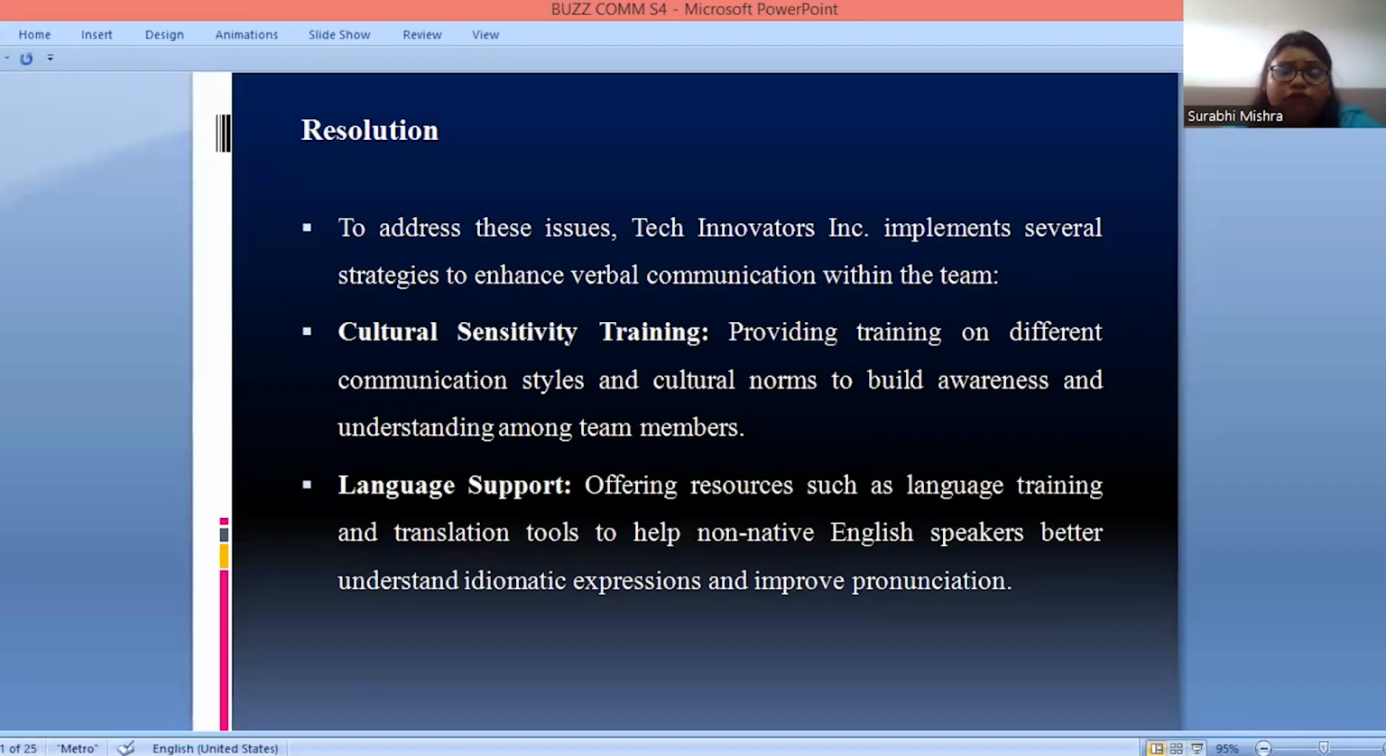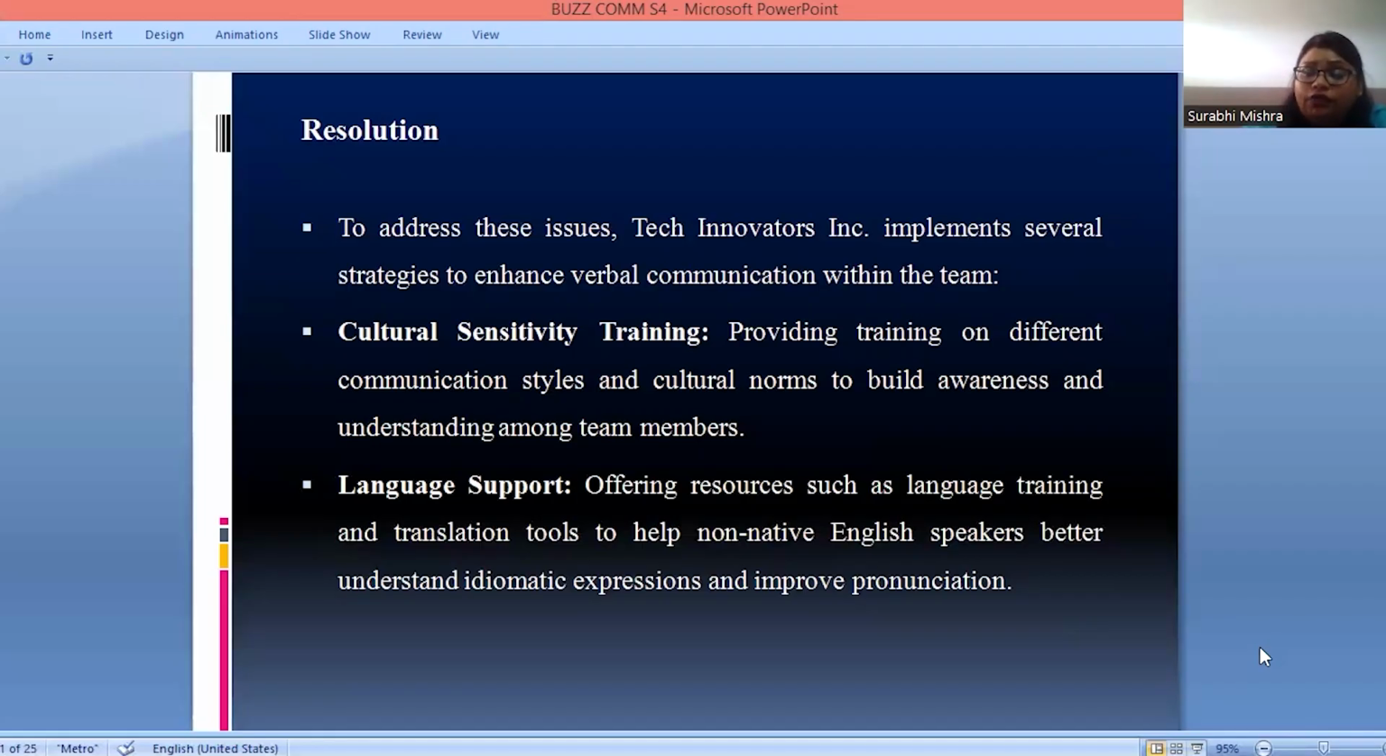The other was language support. Language support means offering resources such as language training and translation tools to help non-native English speakers better understand idiomatic expressions and improve pronunciation. That means what solution the Tech Innovators provided, that they provided the cultural sensitivity training, so that the different communication styles people must get aware of different cultural norms to build awareness, to understand their team members and communicate accordingly.